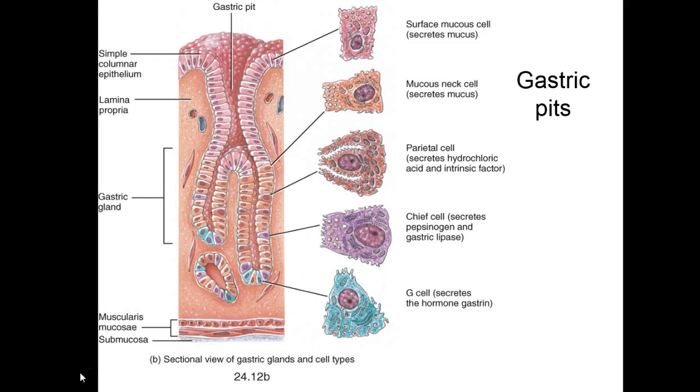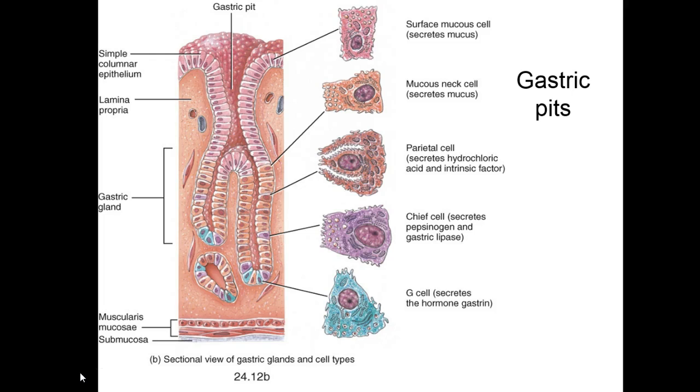And then chief cells, so you have parietal cells, hydrochloric acid, and intrinsic factor. Chief cells are going to secrete pepsinogen and gastric lipase. So pepsinogen is an inactive form. It becomes active in the acid environment. The acid environment activates that. And then G cells are going to secrete the hormone gastrin.